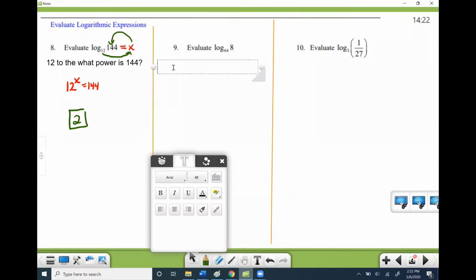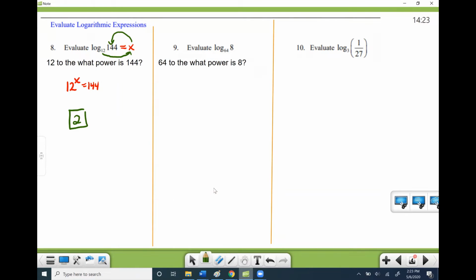64 to the what power is 8? This is tougher. Oh, that's way too big. Okay, 64 to the what power is 8. That's kind of a tougher question for sure. So let's just kind of sit with that for a bit.